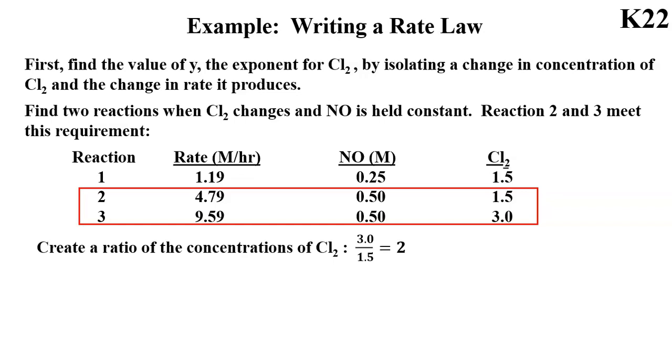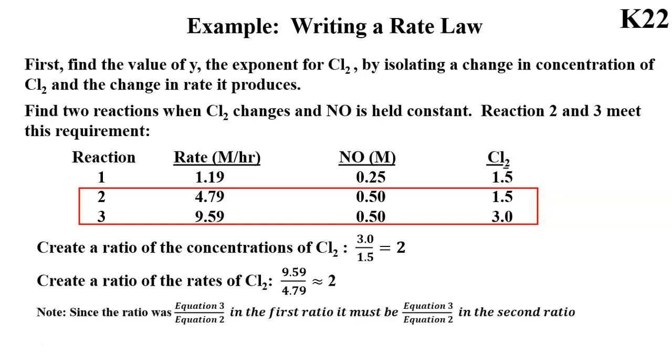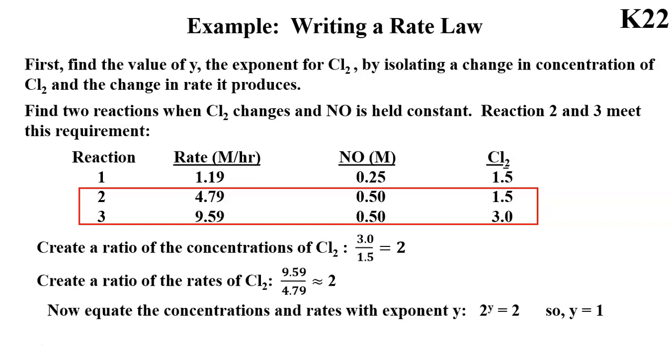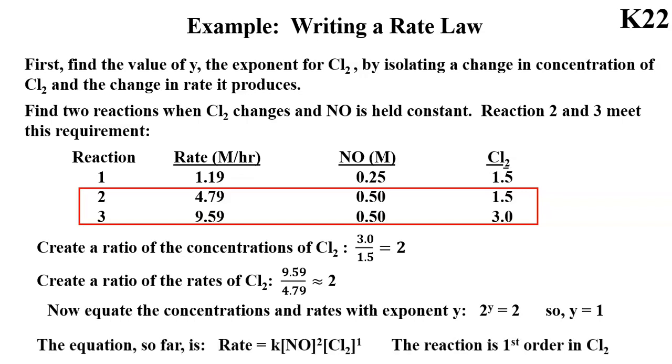So we create a ratio of the concentrations of Cl2. We put reaction 3 over reaction 2. That's 3 over 1.5. Again, we get the number 2. We create a ratio of the rates. That's going to be 9.59 over 4.79, which approximately equals 2. Again, we did reaction 3 over 2 in both cases. And now we equate the concentration ratio and the rate ratio. We take the number we got for the concentrations, which was 2, and raise that to the y power, and that's going to equal the ratio we got for the rates, which was also 2. So 2 to the y power equals 2. Therefore, y equals 1. The equation so far is rate equals K, concentration of NO squared, concentration of Cl2 to the first power. So we've solved for both of the exponents.